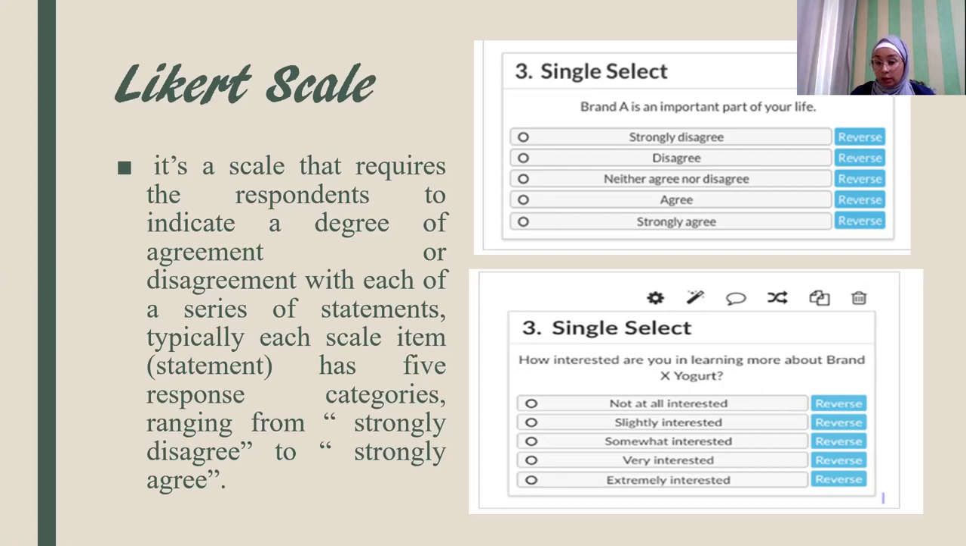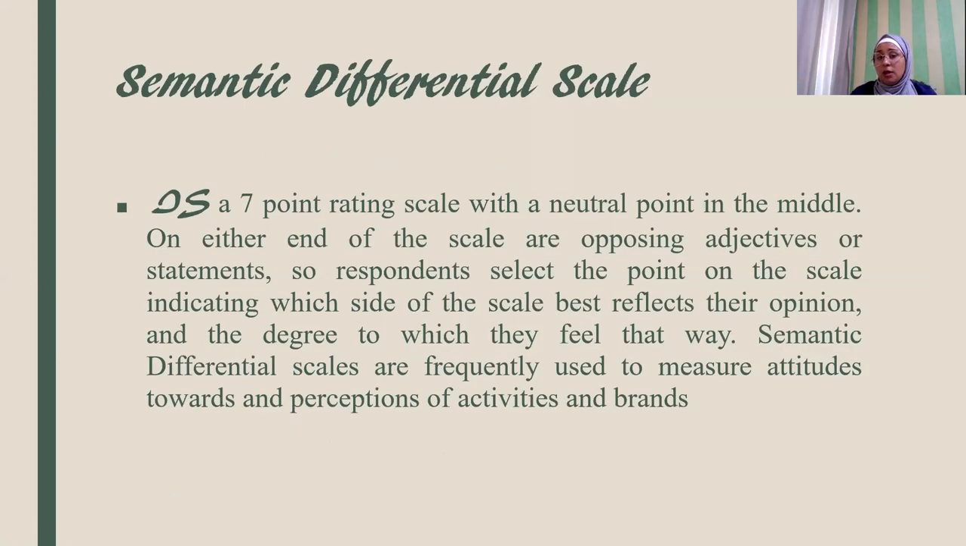This is regarding Likert. Another example is the semantic differential scale. The semantic differential scale is actually about 7 points. So Likert, 5 points.